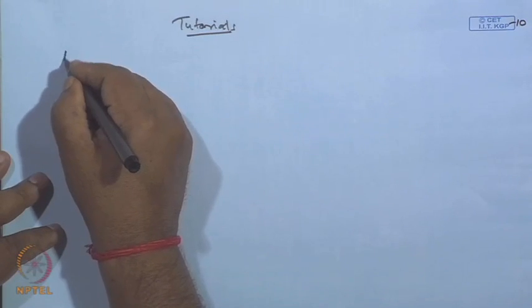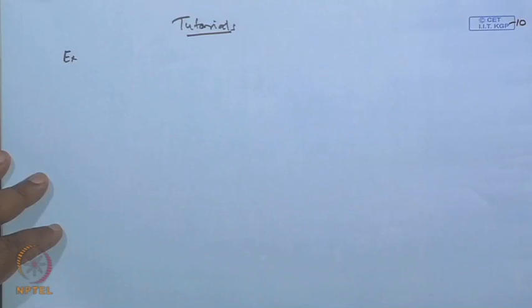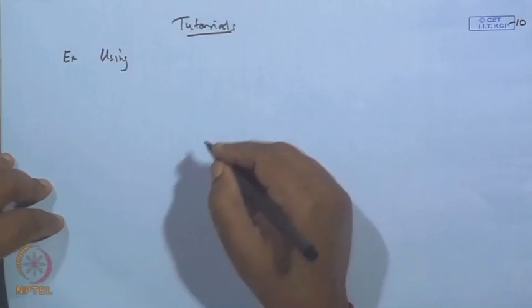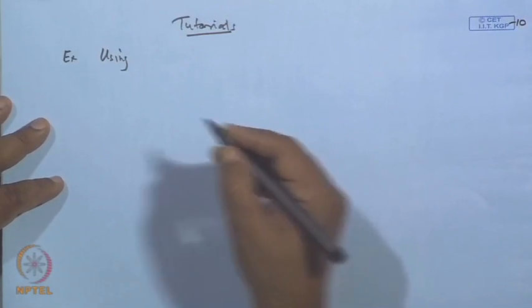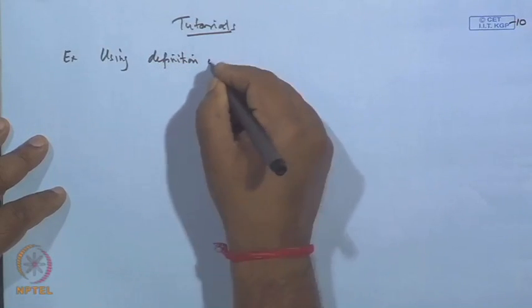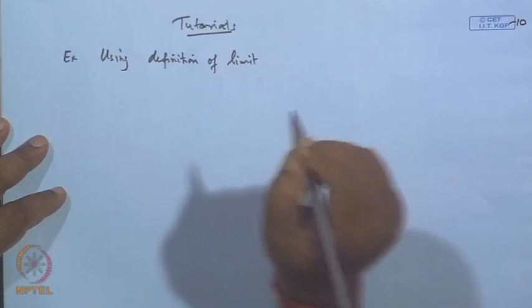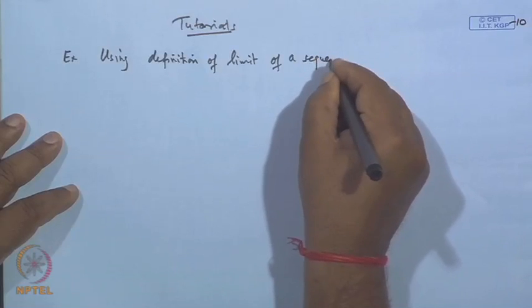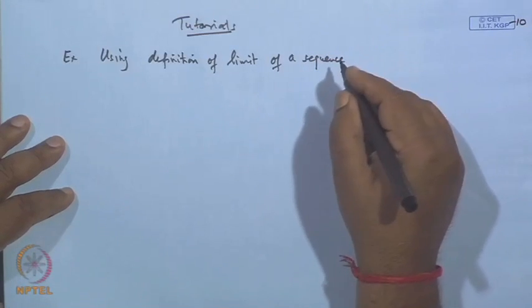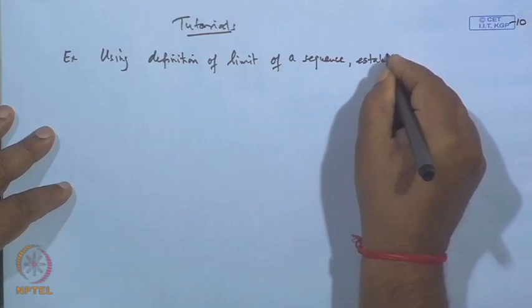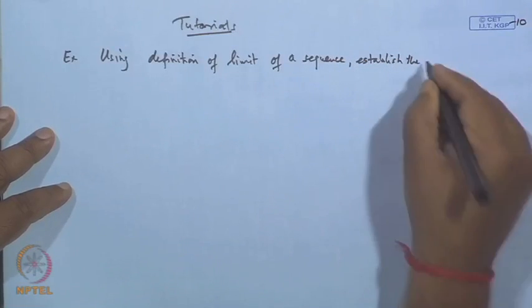Say first example, we have to do this part using the epsilon delta definition, using the definition of limit of a sequence, to establish the following limits.